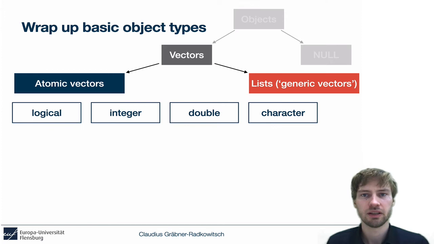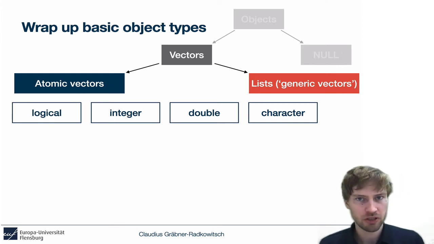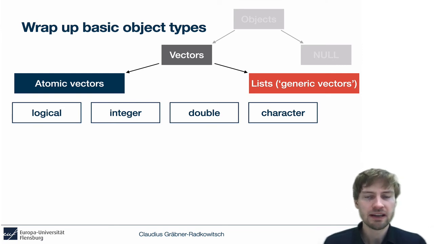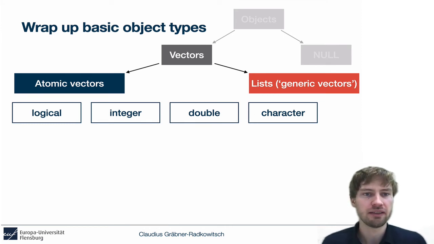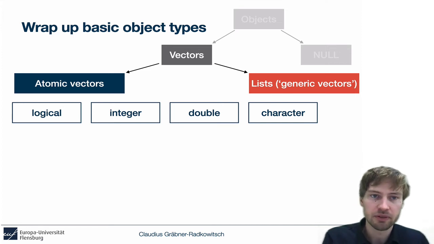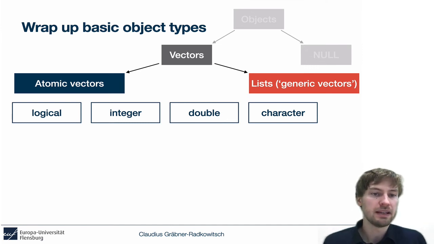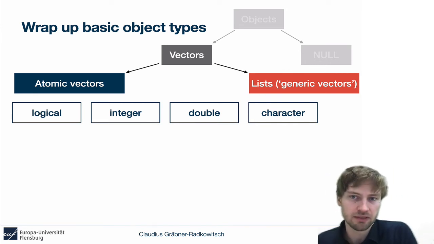Okay, so at this point in time, it's probably a good idea to wrap up what we've learned about basic object types so far. We learned in the very beginning that everything in R that exists is an object. And in this section, we learned that the most important kind of objects are vectors. There are two basic vector types, atomic vectors on the one hand and lists or generic vectors on the other hand. Atomic vectors can only contain elements of the same type. So we usually say that the type of a certain atomic vector equals the type of its elements. There we discussed four main types: logical values, integers, doubles, meaning decimal numbers, and characters, meaning strings.